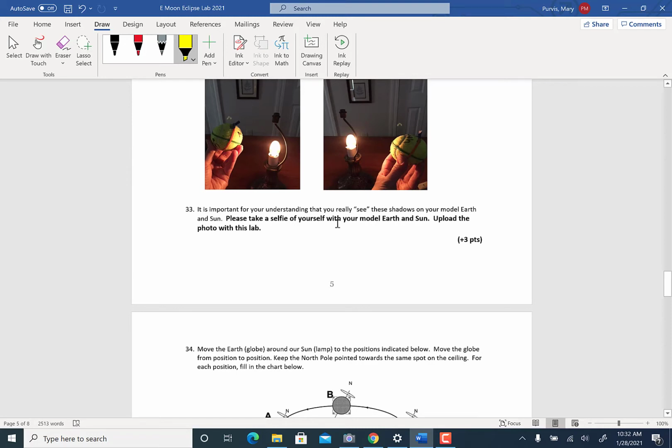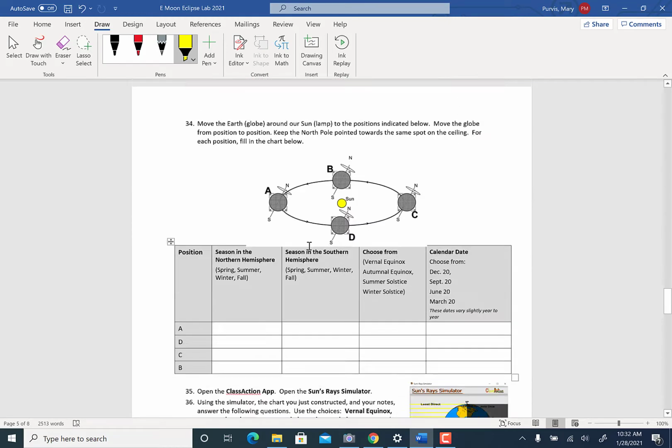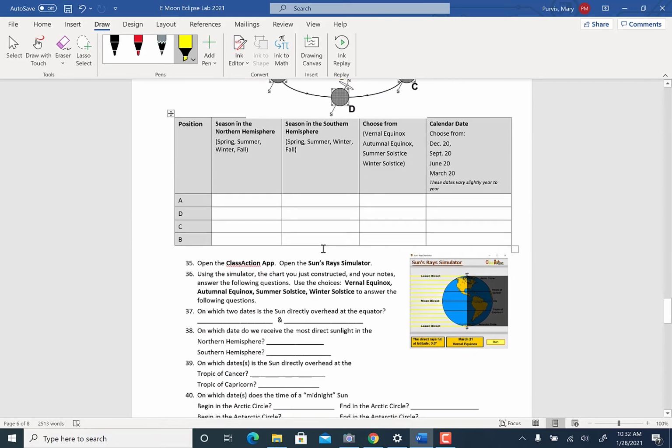I want you to take a selfie of yourself with your model Earth and Sun and upload this. It's 3 points. It's not massive, but I really want you to do this because it illustrates a lot more than just seeing a picture of where the seasons come from. Fill this little bit out.